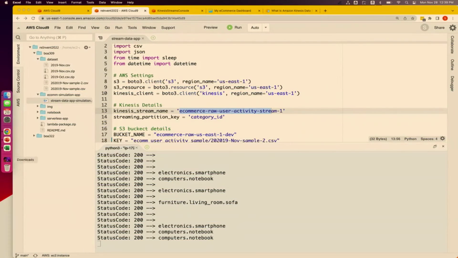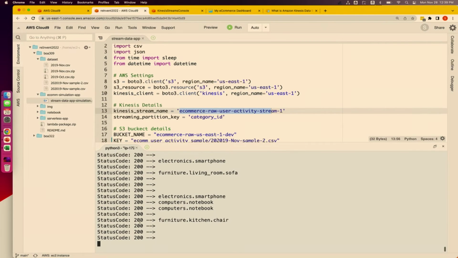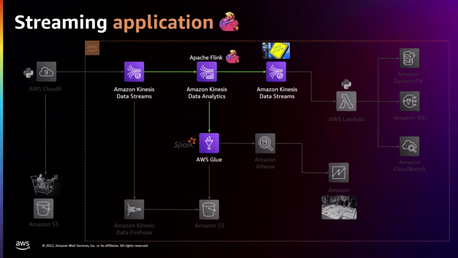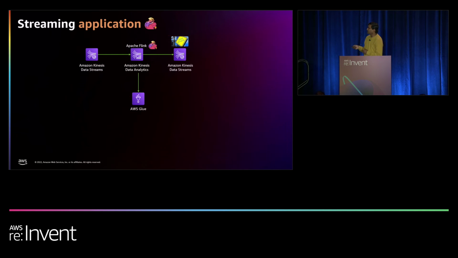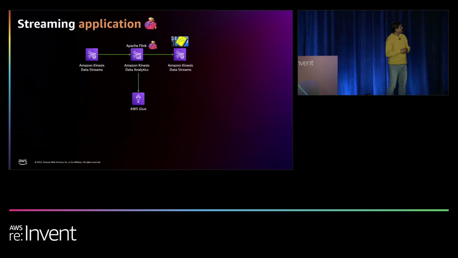So now, just to keep things clear, let me show you this. At this point, where we are is we are sending the data to this Kinesis data stream, right? So our next thing is we have to create a Kinesis data analytics application. Before we go there, let me show you what this application is going to do. As I just mentioned, we are going to use SQL to build this application.